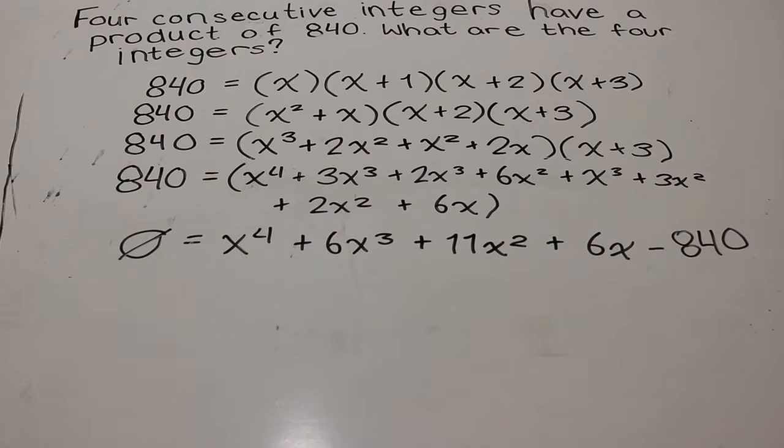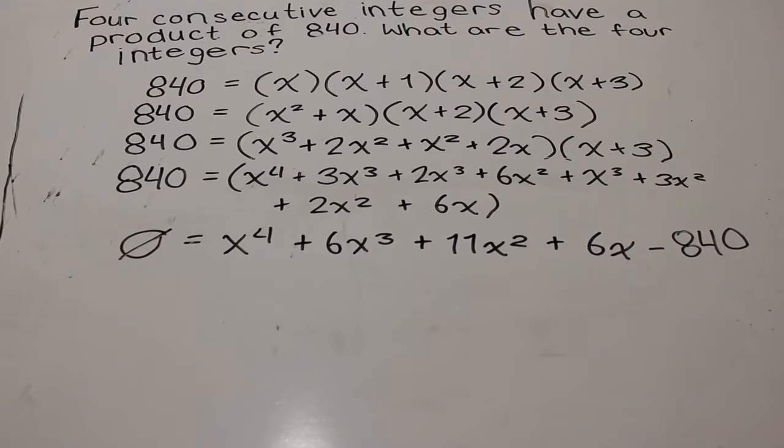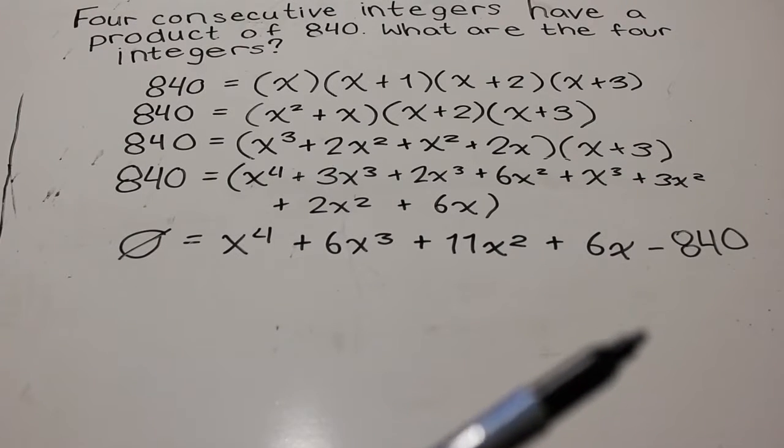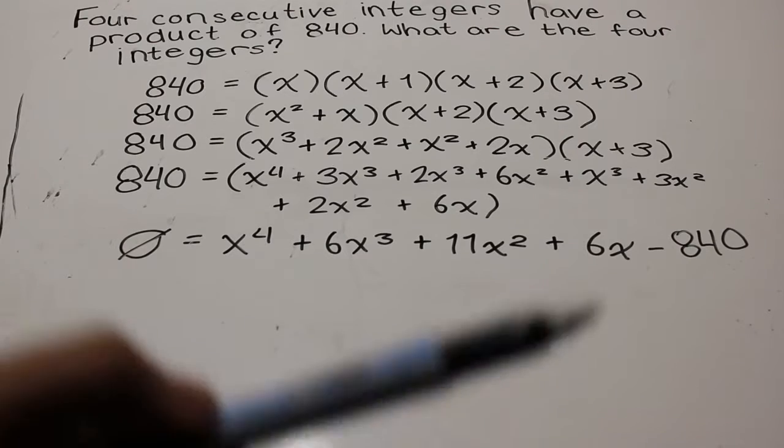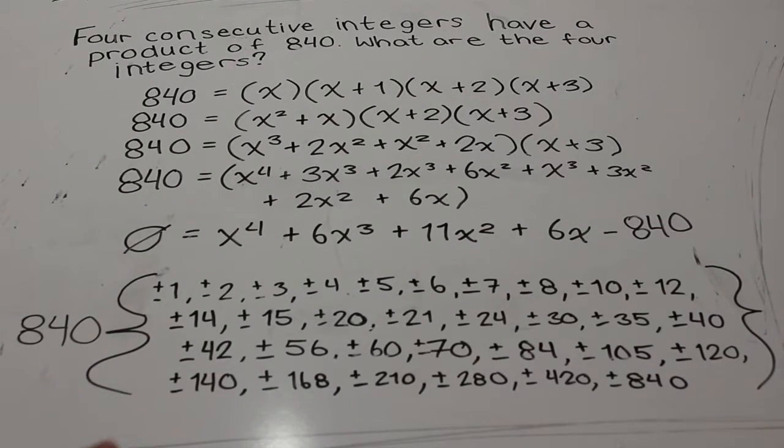Now that we have this, we use factor theorem to find out what x could possibly be. We take our constant number here and find out all the factors that it could have. 840 has a lot of factors. Let's see just how many it has. As you can see here, 840 has a lot of factors. You may be thinking to yourself, oh man, we have to check all of these numbers? No, there's actually a way to do this.